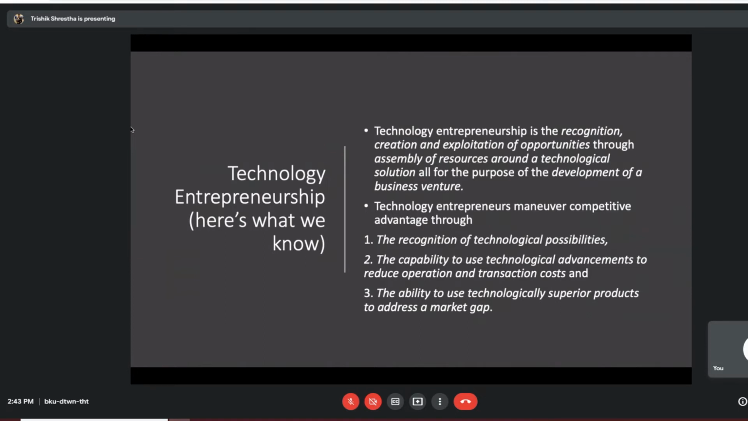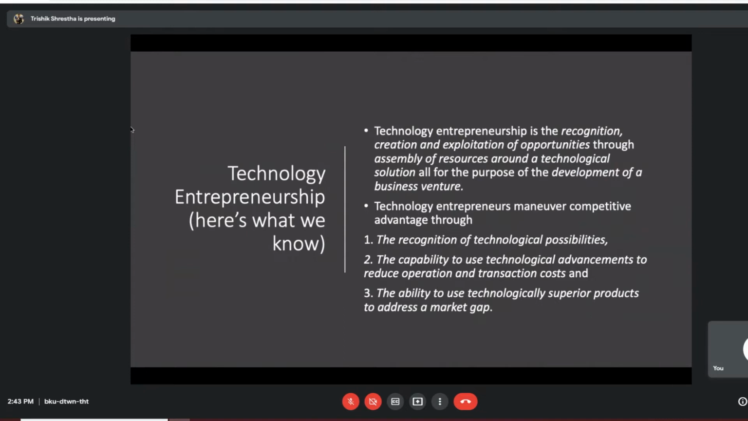So technology entrepreneurship, to define it in a more academic manner, is the recognition, creation, and exploitation of opportunities through assembly of resources around a technological solution for the purpose of the development of a business venture. Right? So recognizing, creating, and exploiting opportunities through the assembly of resources means the technology that we are using might already exist, right? Using particular technology to solve problems. The technology might already be here, and we're just using it to solve the problem.